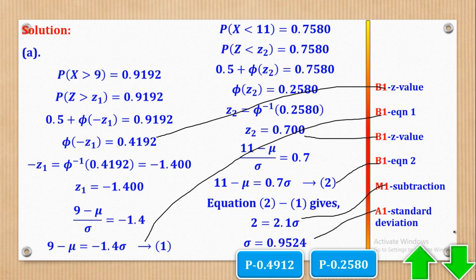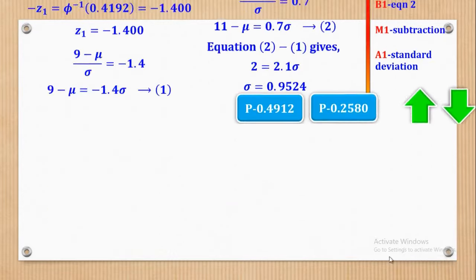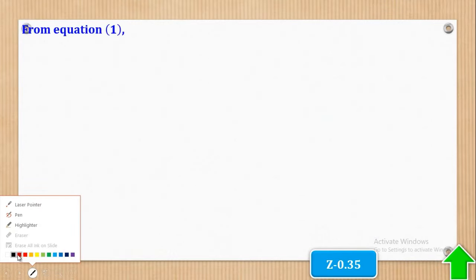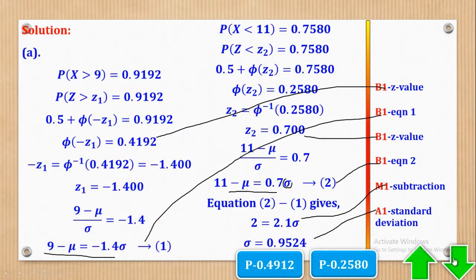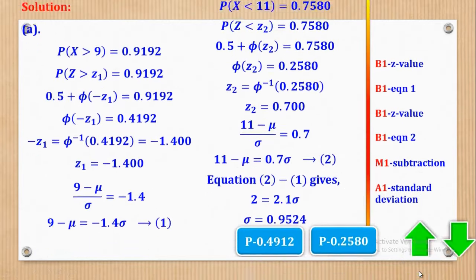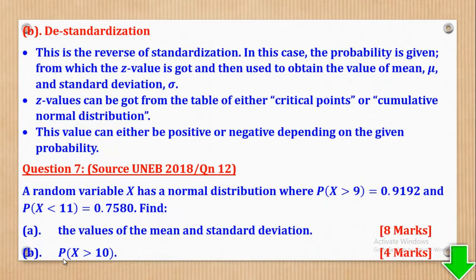So we have got standard deviation. Next is to get the mean. Mean can be got from either this equation or this equation, because we already know sigma. So from equation 1, we shall substitute for sigma and be able to get our mean as 10.3334. So that was part A. Now we shall go to part B. Part B, the probability of x greater than 10.